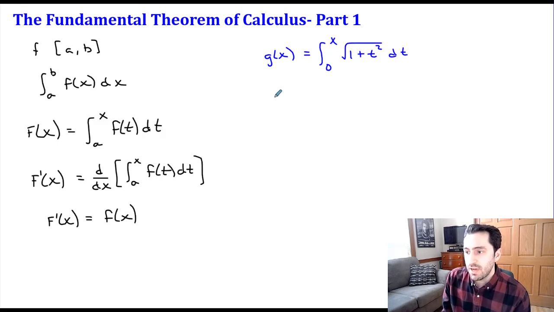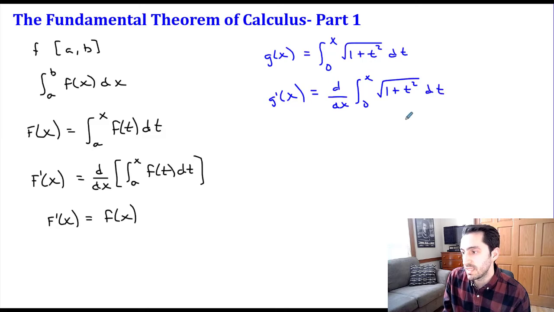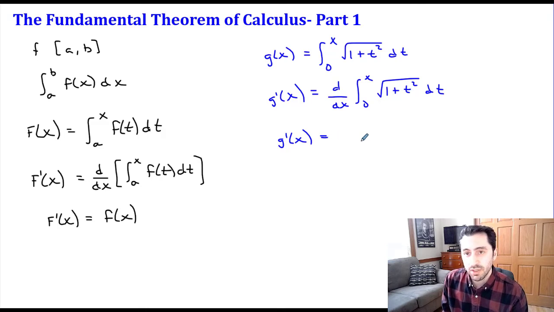All right, so now let's find the derivative of g of x. So I want to find the derivative of this integral, the integral from 0 to x of the square root of 1 plus t squared dt. So using part 1 of the Fundamental Theorem of Calculus, the derivative basically undoes the integral, and what I end up with is a function in terms of x.